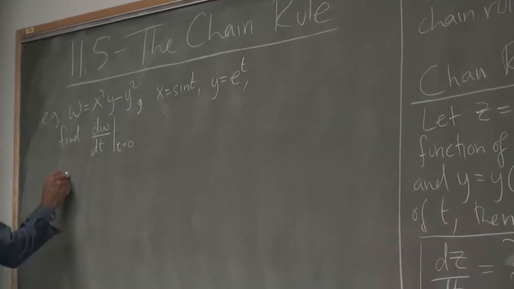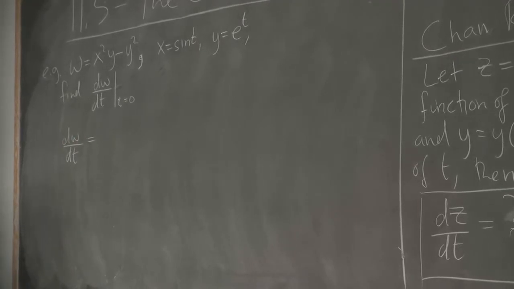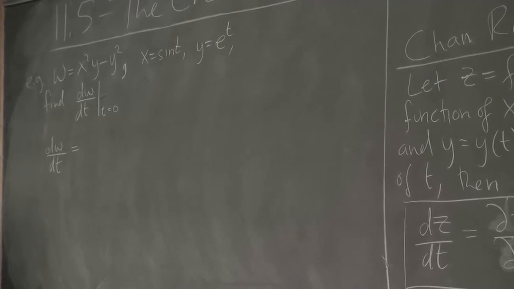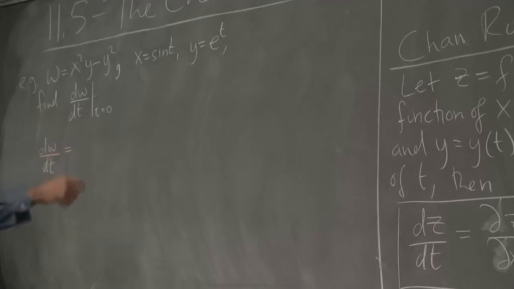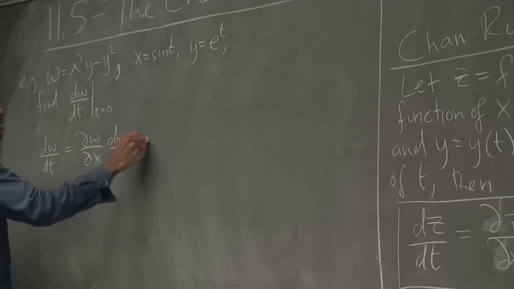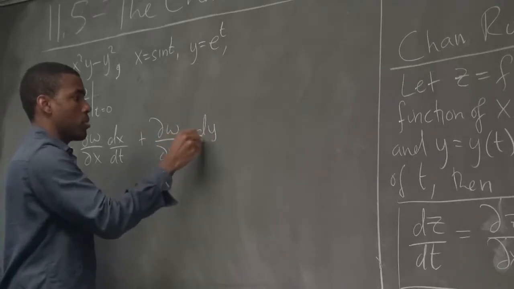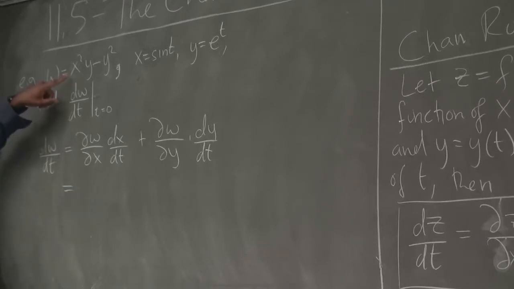Another one. dw/dt equals what? Without looking in your notes. So it's 2x. No, the formula. Write it out: partial w, partial y, times dy/dt. Okay, now you find the functions.